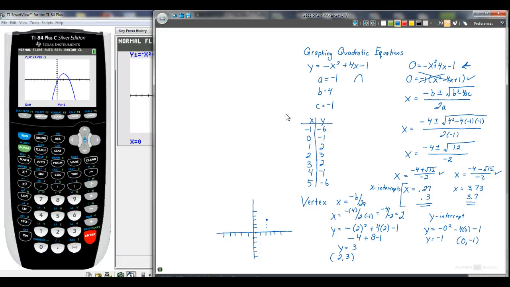So those are the points that we need here. Then we just connect it, and it shouldn't have a point, it should be kind of rounded. And then your parabola should look like this one. And if you wanted to plot a couple extra points to make it a little bit smoother, that's fine, but you need to plot the vertex, the x-intercepts, and the y-intercept.